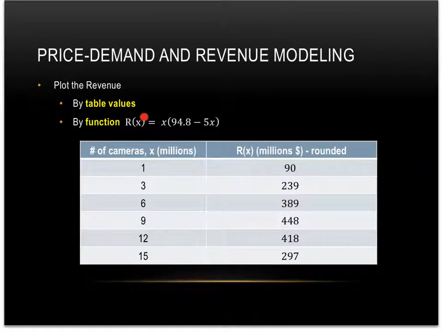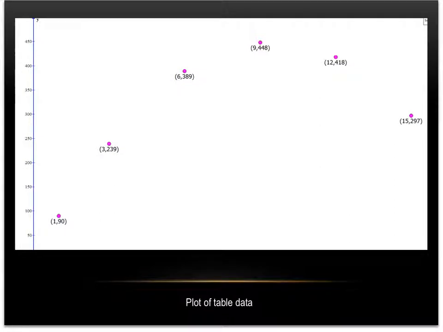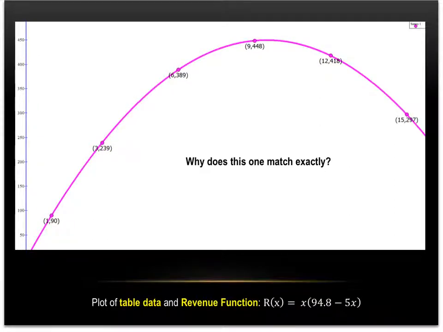Plot the revenue by the table values and then by our function. There's my table values. Notice this is an exact match. Why? Well, we got our function from our table values, so this would be exact. Nobody gave us any best fit line. We actually calculated these values based off of this equation, so it should match exactly.